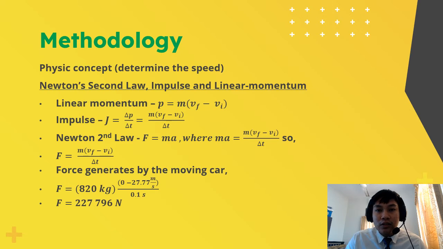I use physics concepts in order to determine the speed. So the physics concepts are Newton's second law, impulse, and linear momentum. So the relationship here is the impulse and the Newton's second law. So after I've done calculation, the force generated by the moving car is 227,796 Newton.